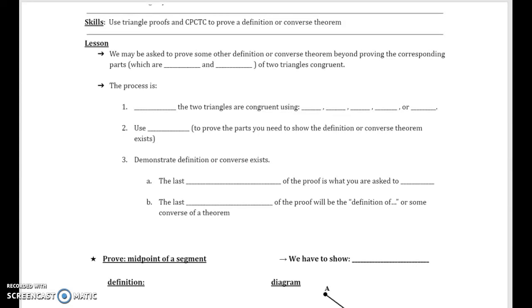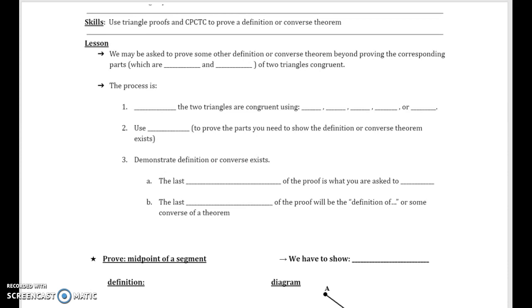So this is lesson 6, and we'll be learning using triangle proofs in CPCTC to prove a definition or a converse theorem. So we kind of covered this in lesson 5, however it was a bit much with CPCTC and learning that for the first time, so we're going to do a whole separate lesson just on taking it a step further.